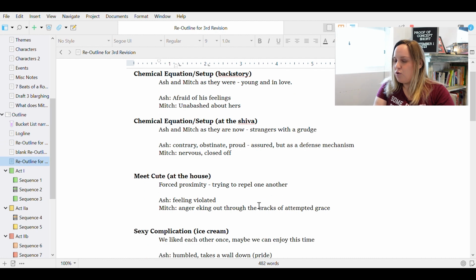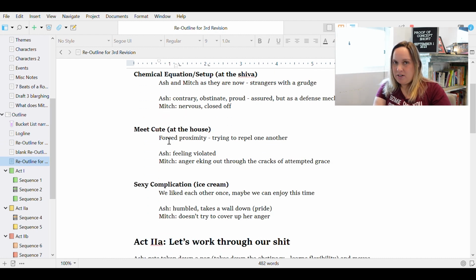So there's forced proximity between Ash and Mitch. That's the theme of this meet cute and all the events surrounding this beat. And they're trying to repel one another. So Ash feels violated because he was hoping to escape someplace where he didn't have to be on the defense all the time and worried about the way that he was grieving and other people's perceptions of him.